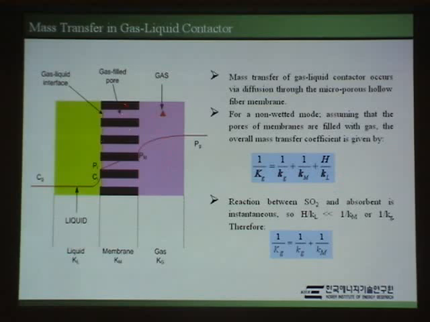If you see here, this is a membrane, and the pores of the membrane are filled with gas. On the lumen side we have passed the gas, and on the shell side we have passed the absorbent solution. And since the absorbent is quite reactive, the reaction between SO2 and absorbent is a very rapid reaction. That is why the contribution of the third term can be neglected, so the equation becomes quite simplified.